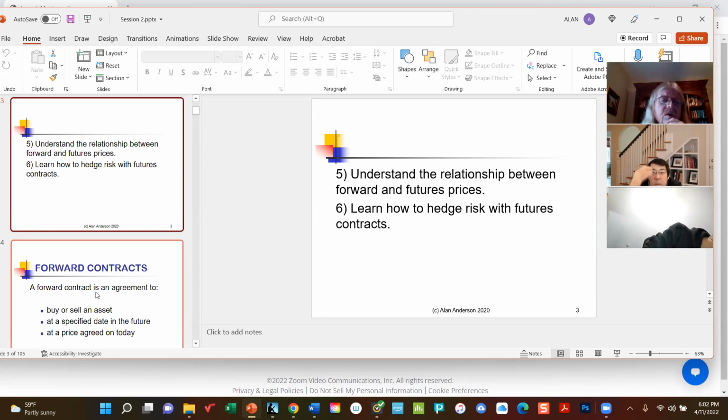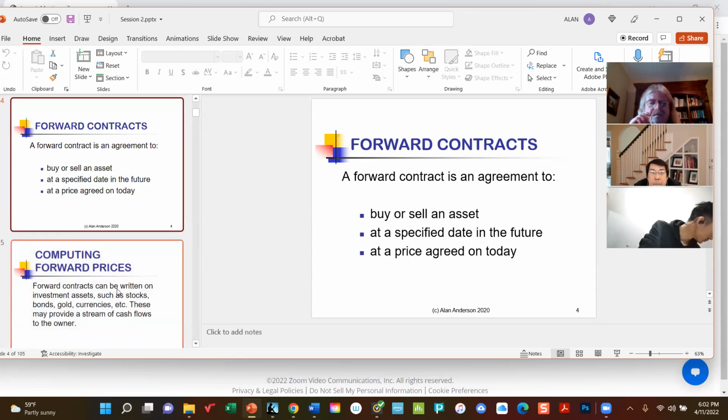First, let's just review what a forward contract is. And of course, this is simply a contract in which you agree to buy or sell an asset at a specific date in the future where the price is agreed on today. Okay, so you're locking in the price at which you'll be allowed to buy or sell this asset at some point in the future. And because these contracts are completely flexible, they can be negotiated directly between the counterparties. You can, in principle, agree to anything you want.